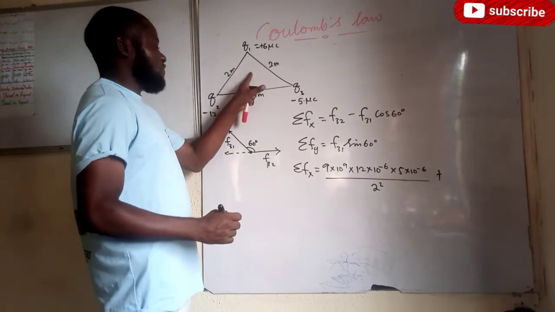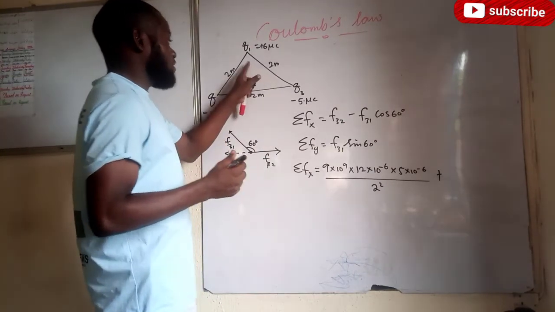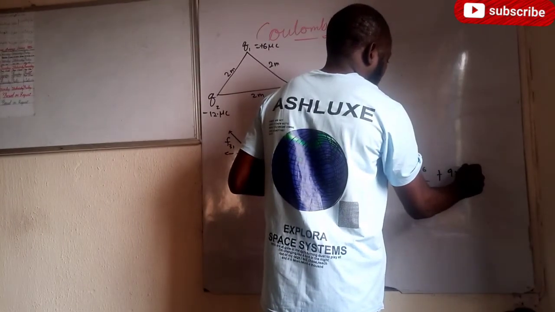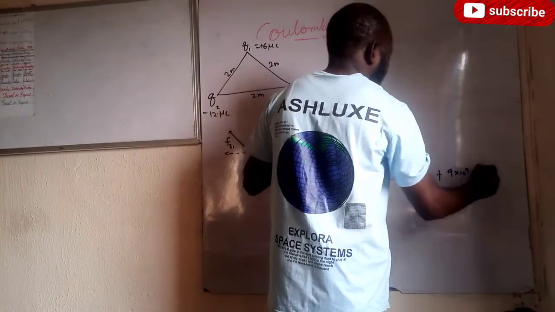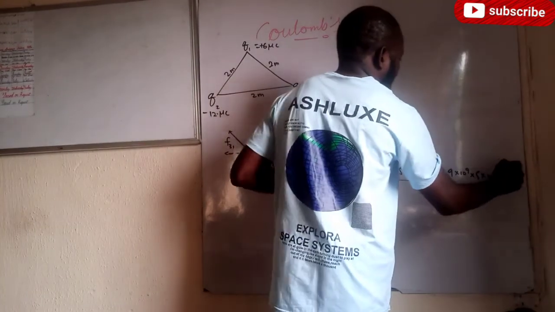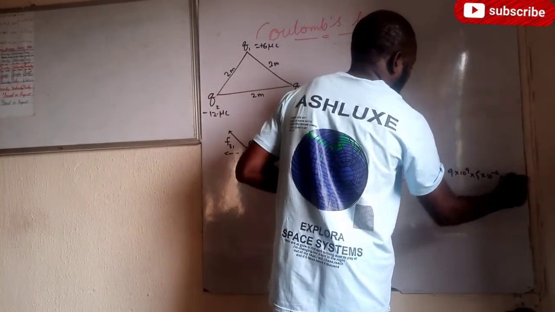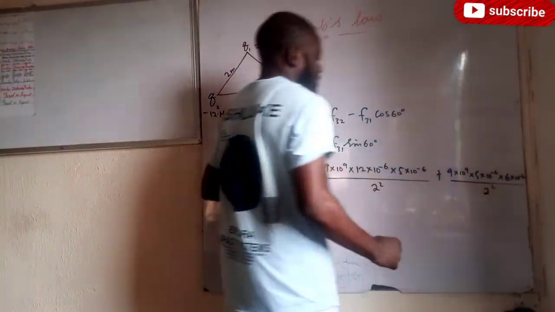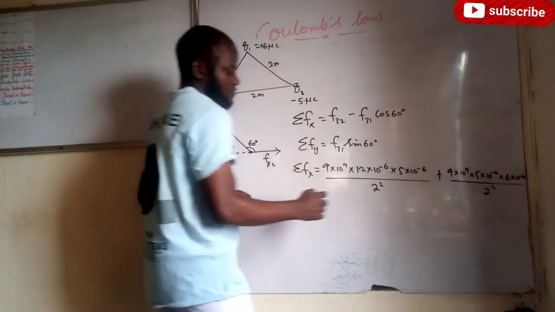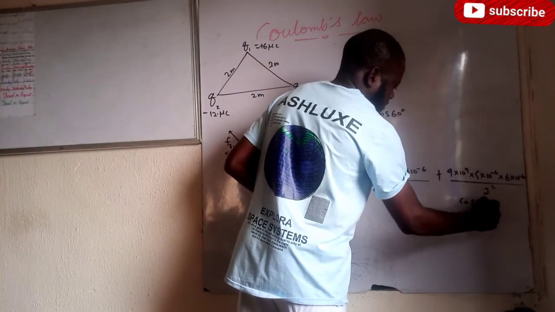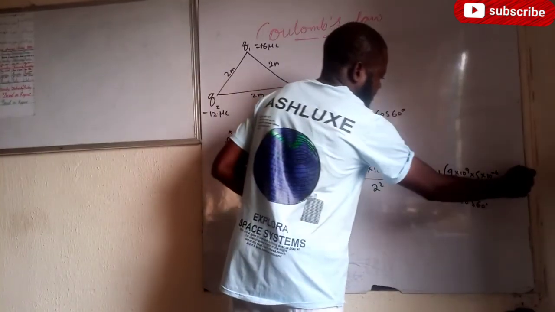F31 is going to give us what? Okay, F31 is going to give us 9 times 10 to the power of 9 multiplied by 5 times 10 to the power of minus 6, then multiplied by 6 times 10 to the power of minus 6, divided by 2 squared, then cos of 60. So cos of 60 degrees to multiply this. So all these are like this.